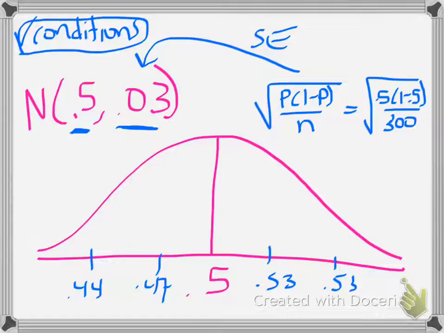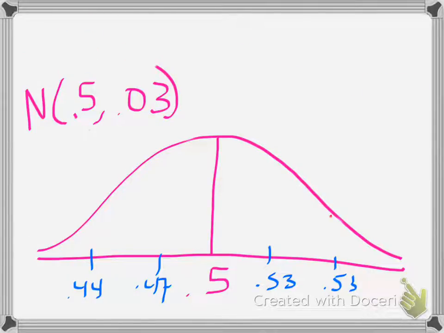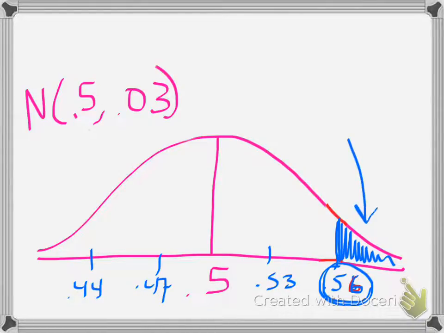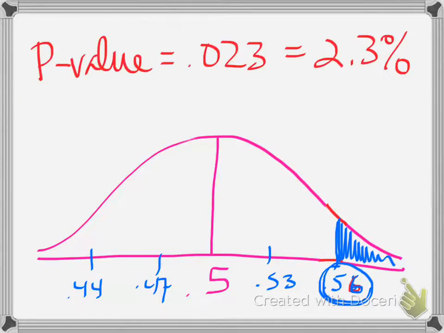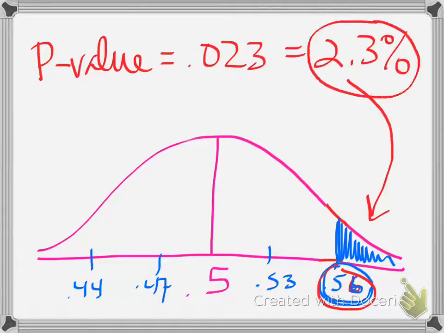And off we go. I want to find the probability that I get 56% heads. That was my p-hat, what I found with 300 tosses. So I make my normal curve and fill that in, and this is my probability right here of more than 56%, and we call that the p-value. So to find the p-value, I'm going to use my normCDF. I plug it into the calculator and boom, I find out that the probability of getting 56% heads is 2.3%.